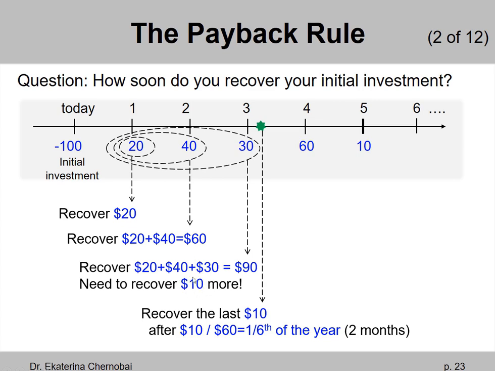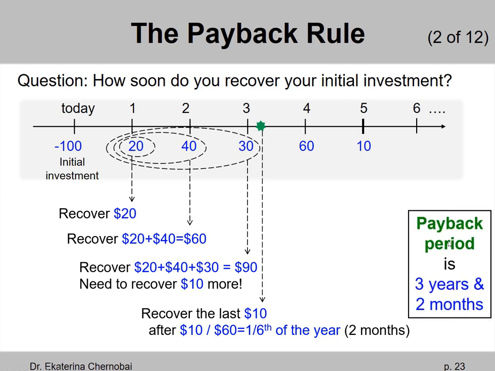To recover the remaining $10, which fraction of the fourth year do we have to wait? Because we need only 10 out of 60, the fraction of the fourth year is 10 divided by 60, or 1/6 of the year. That's exactly 2 months. Which means after 3 full years and 2 more months, we are going to recover our $100 initial investment. And that's our payback period. The payback period in this problem is 3 years and 2 months.